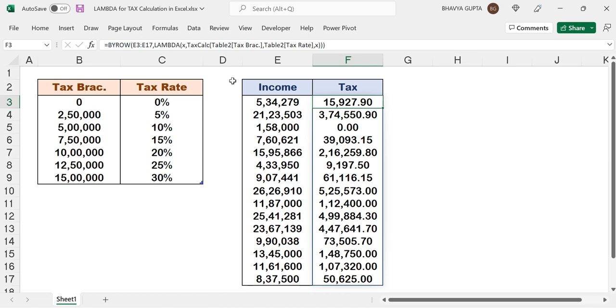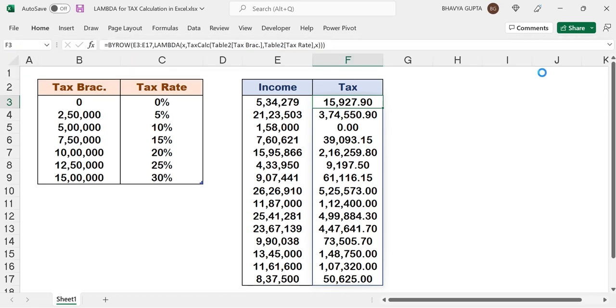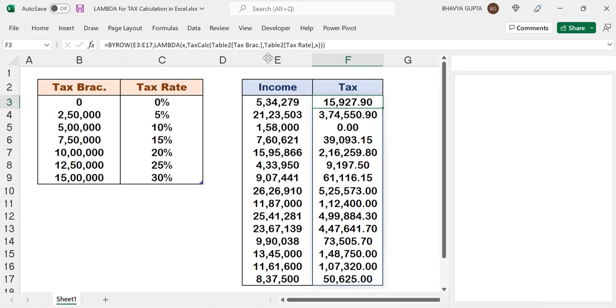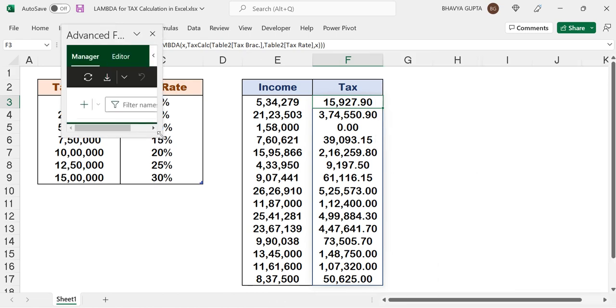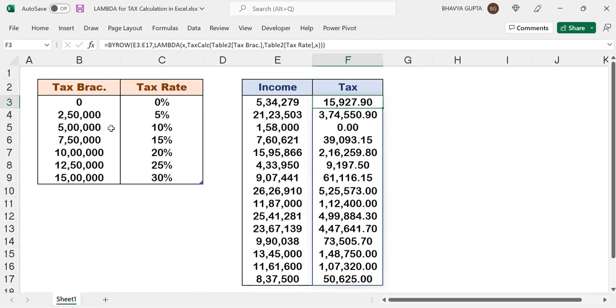And what is the lambda that I have used? You can check the lambda from here. I will go to the advanced formula editor, and this is the lambda, right? This is a small lambda. Again, what functions have I used? I have used the SORT function, LET function, DROP, VSTACK and SUM function. That is it, correct? So with the help of only these functions, you can calculate the tax amount for any given income, correct? And again, you can use any other tax bracket or tax rates.